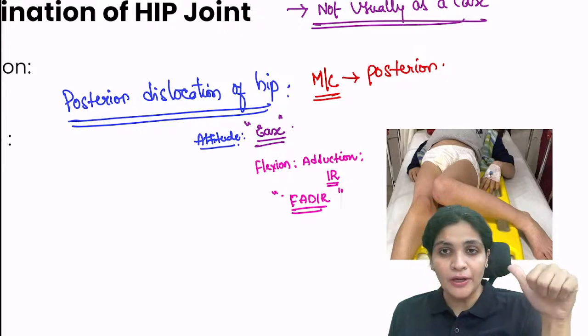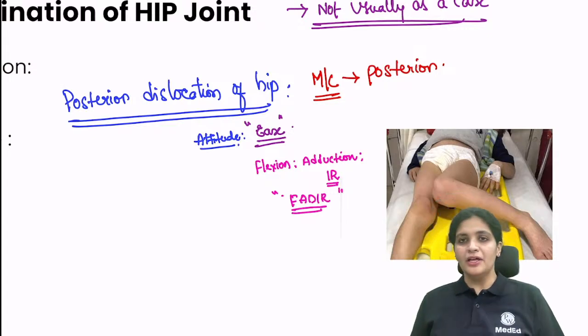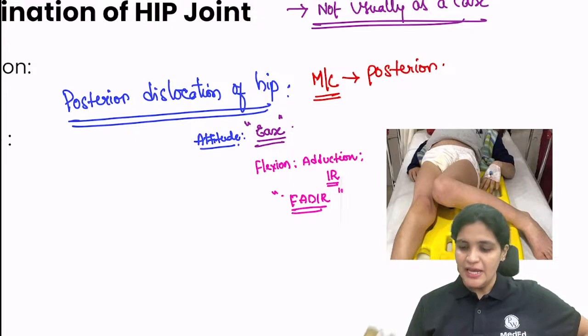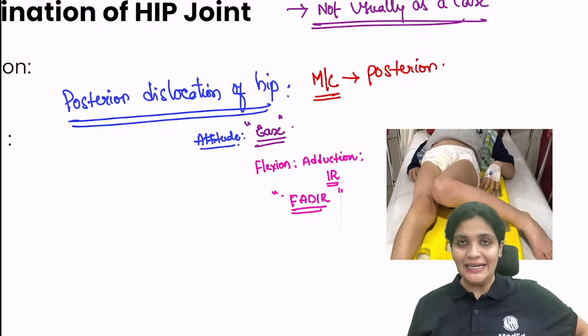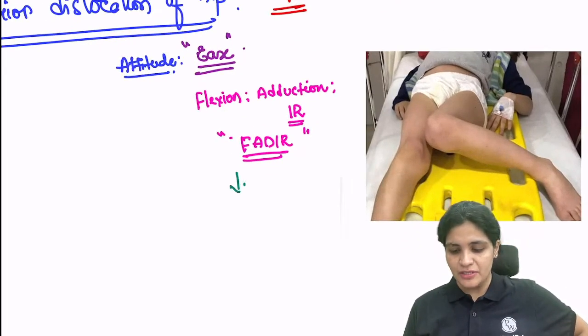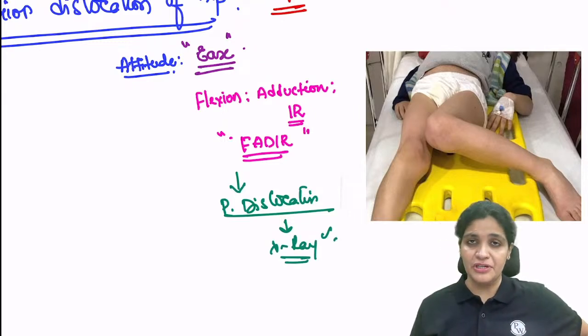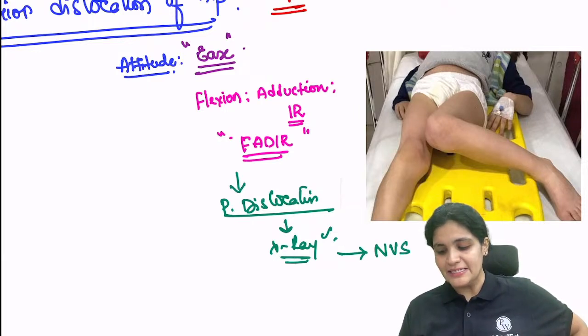So whenever it comes to the hip joint, the attitude plays a very, very important role because it has a few important attitudes which you have to remember. So here the first one we are going to learn about is FADIR, that is flexion, adduction and internal rotation. This is the photograph of a patient who has come with the posterior dislocation of the hip. So by seeing this attitude itself, you can diagnose this case as posterior dislocation. And now what you do, you send the patient for an x-ray, and after confirming, you proceed for the treatment, right? Before that, you should also check for the neurovascular status, right?